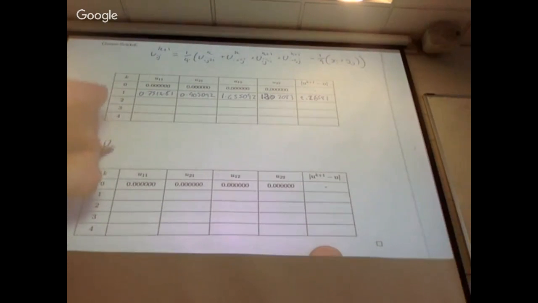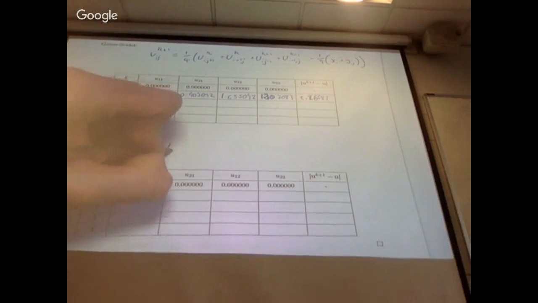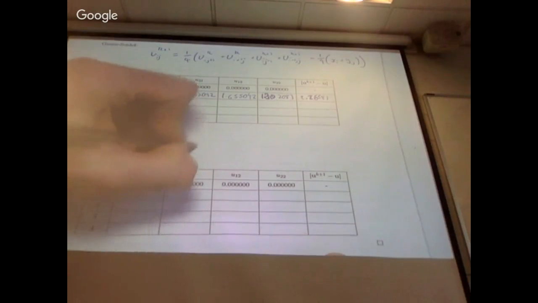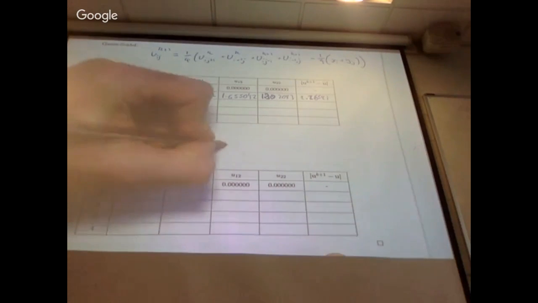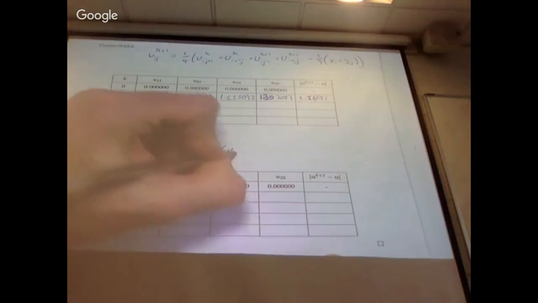we have 1 minus omega times the current estimate. Our omega is 1.1, so we have minus 0.1 times our current estimate, Uijk. We'd have plus 1.1 times a Gauss-Seidel solution up here. It's exactly the same as the Gauss-Seidel.